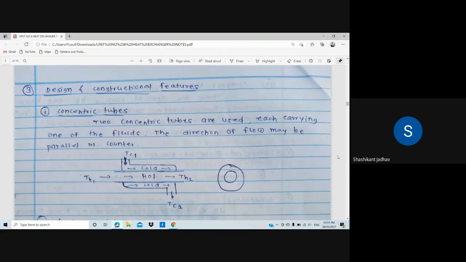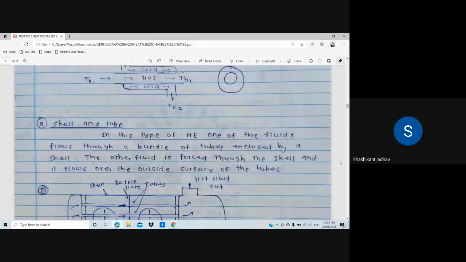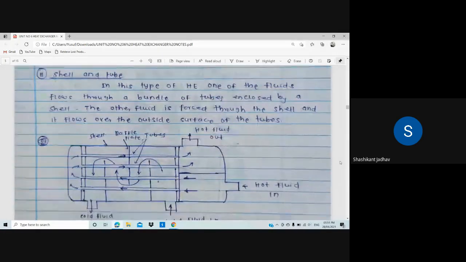Okay, then second, shell and tube heat exchanger. Second type is shell and tube heat exchanger.